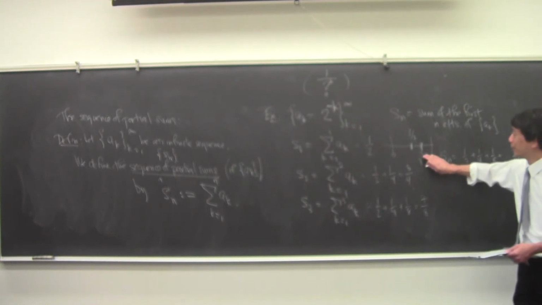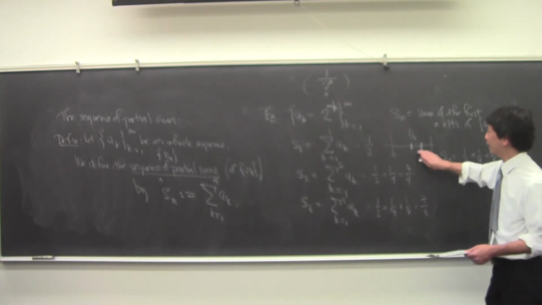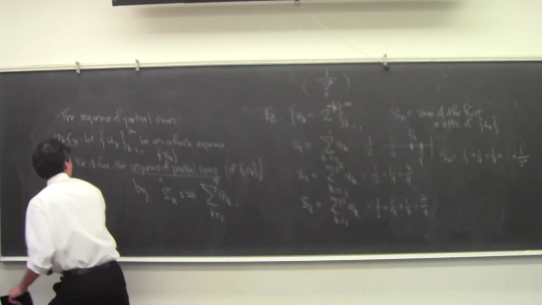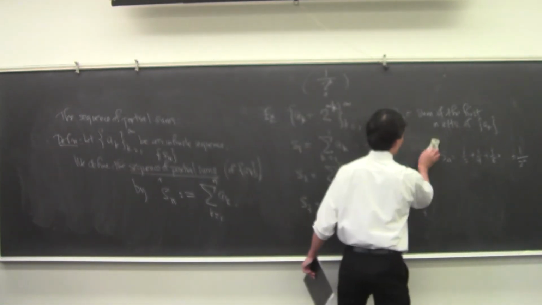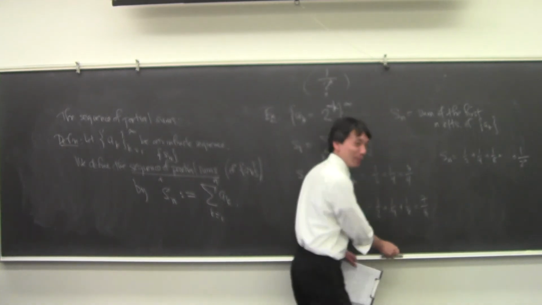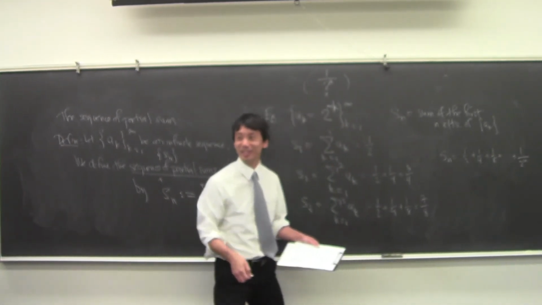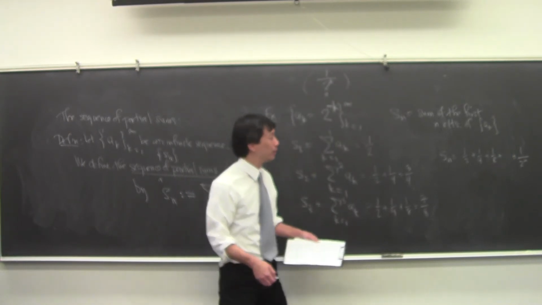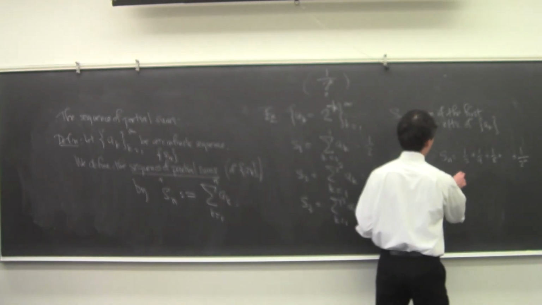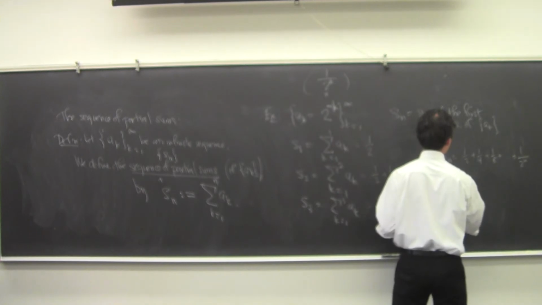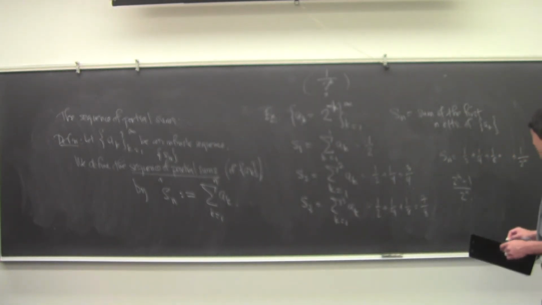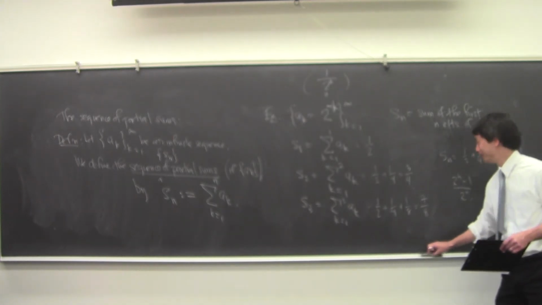So you can think of the second one as 1. Do I need to offer a bonus point before anybody will tell me the correct answer? Yes, Marie Claire. The sum would be 2 to the n minus 1 over 2 to the n. Yeah, that's right.